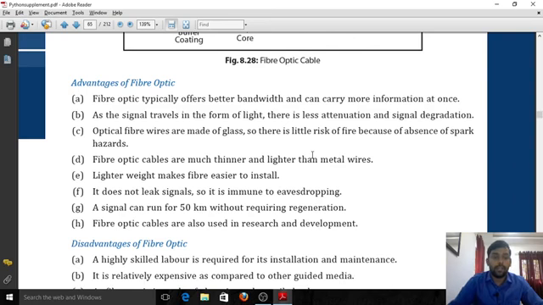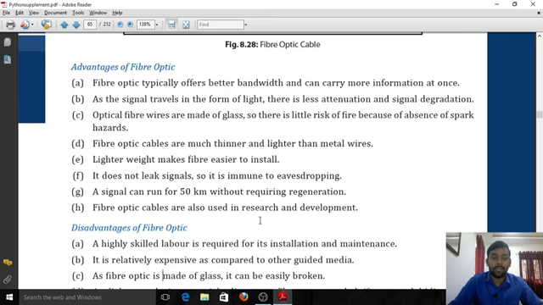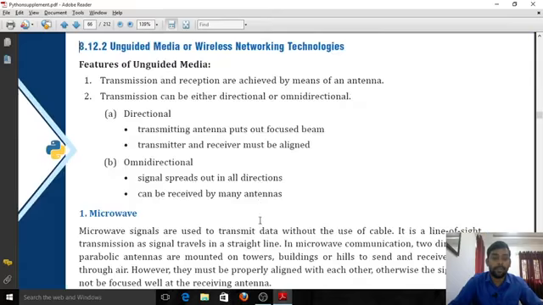Then optical fiber cables are made of glass, so there is little risk of fire because of the absence of sparks. Fiber optic cables are much thinner and lighter, and the lighter weight makes them easy to install, but it needs an expert to install them. It does not leak signals. It can run for 50 kilometers without requiring regeneration or repeaters, and most of the time it travels 100 kilometers without any repeaters. Fiber optic cables are also used in research and development.